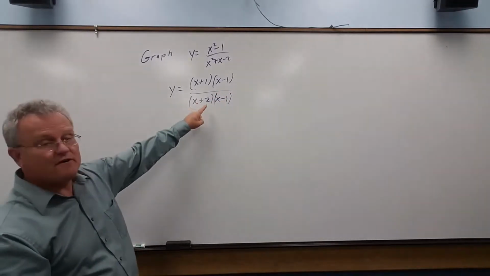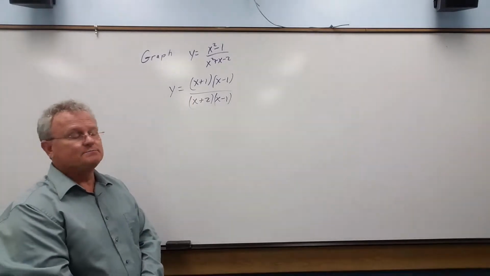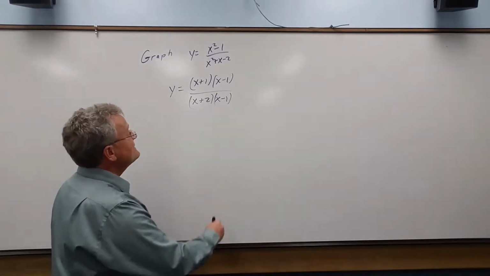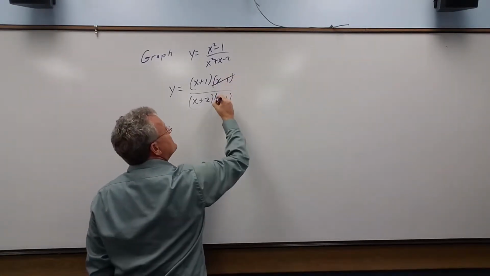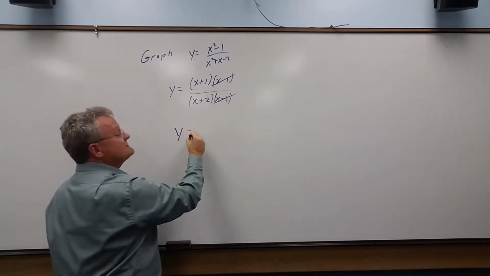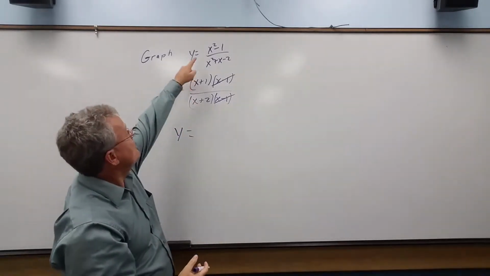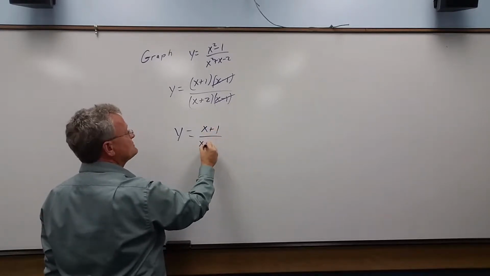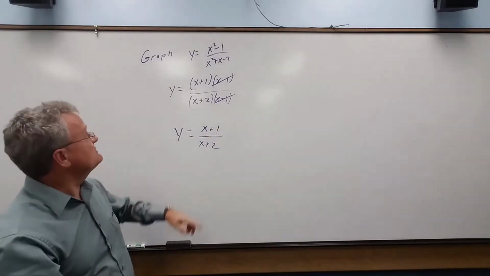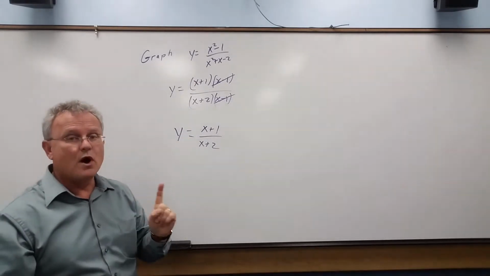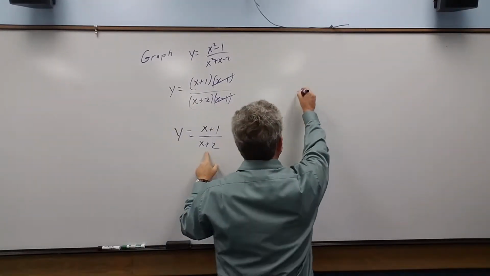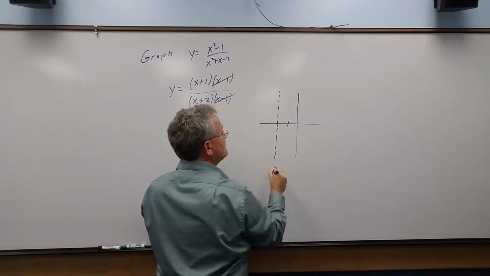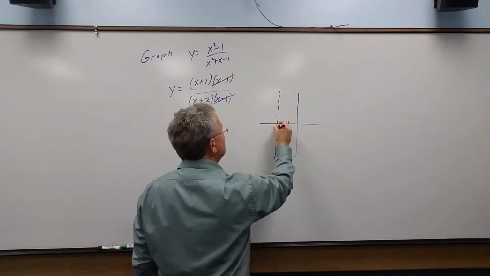Now, this function only has one asymptote. It does not have an asymptote at -2 and 1. That's because these x minus 1's cancel, and the simplified form of our original function is (x plus 1) over (x plus 2). This graph only has one asymptote, and that asymptote is at -2. The vertical asymptote is at -2.